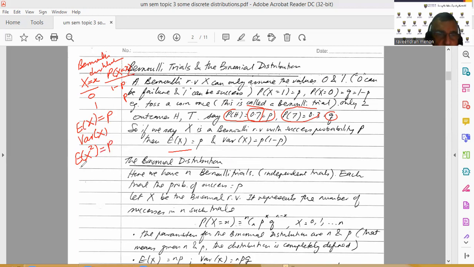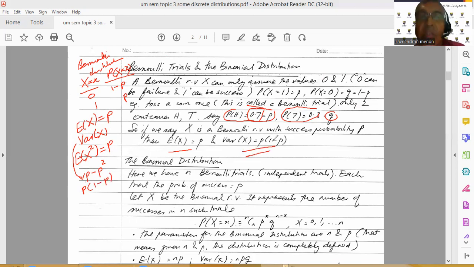So the variance of x will be the expected value of x squared minus the expected value of x, squared. Remember, second moment minus first moment squared. We have p minus p squared, so you take p out, and you'll get p times 1 minus p. There you go.